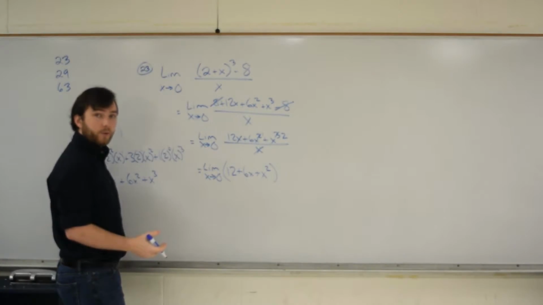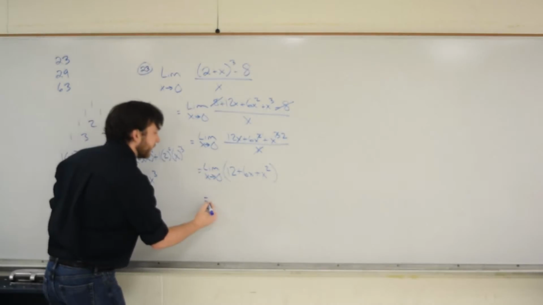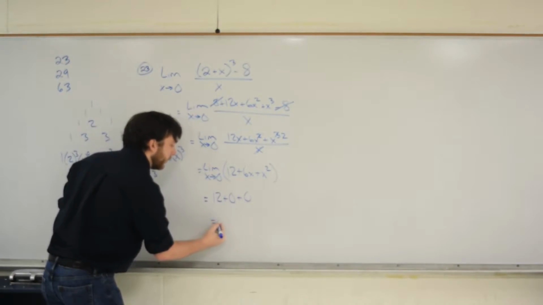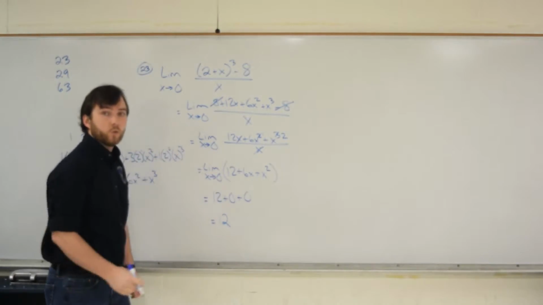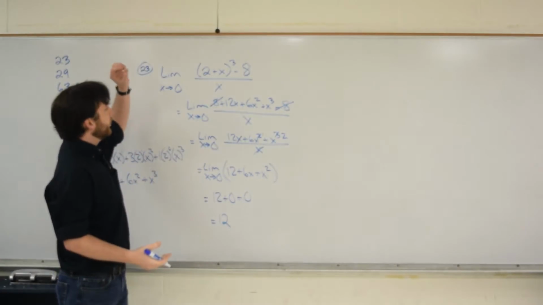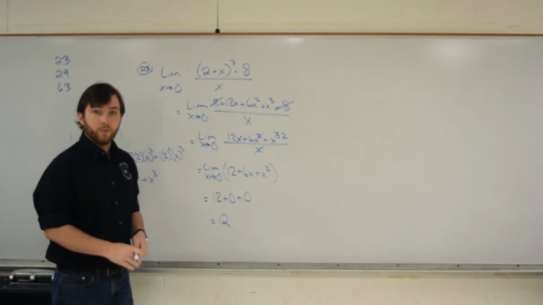Remember, the easiest way to evaluate a limit is substitution. As x goes to 0, this is 12 plus 0 plus 0. So the limit is 12. You could do substitution in the beginning, but you would get 0 over 0, so substitution wasn't helpful.